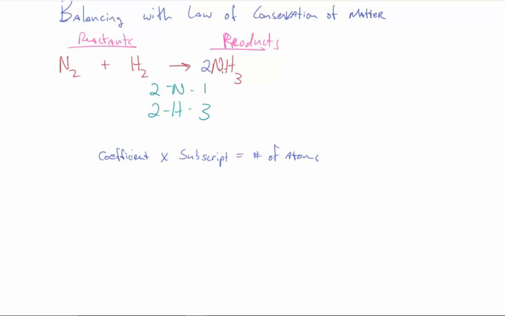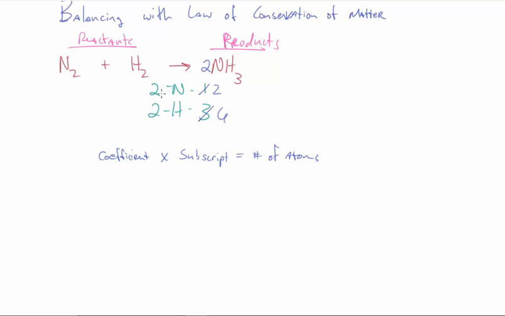So coefficient is 2, subscript's 1, 2 times 1 is 2. And notice I've actually crossed out what's originally there and then updated the particular number. And I like this method because it helps me keep track, and if I make a mistake, I know where to back up to. Now, also, by putting a 2 in front of this compound, I've changed the number of hydrogen atoms as well, so 2 times 3 is equal to 6.